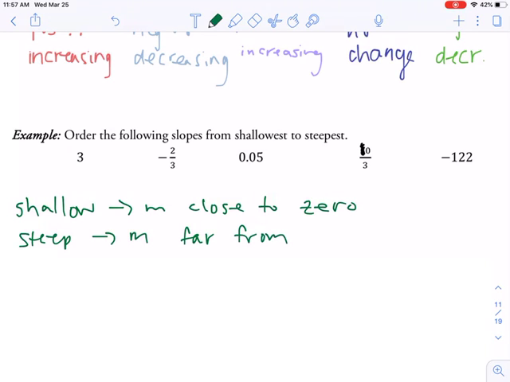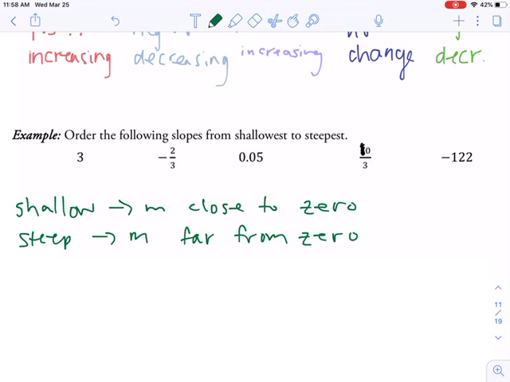Okay, and I also want to remind you that the slope sign, whether it's negative like this or positive like this, doesn't make any difference in the steepness. It's only how big the number is and how close it is to 0. Okay, so a number that's very close to 0, like for example 0.05, is going to be very shallow, because the slope value is very close to 0, whereas a number like 122 is much further from 0, so that's going to be a much steeper line.